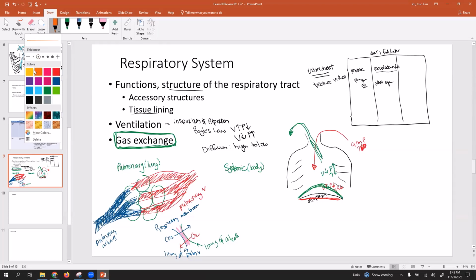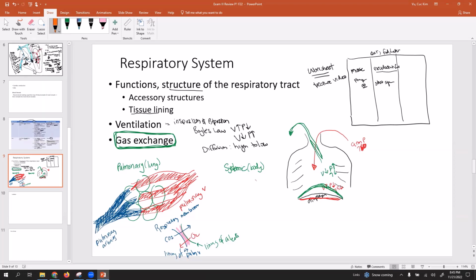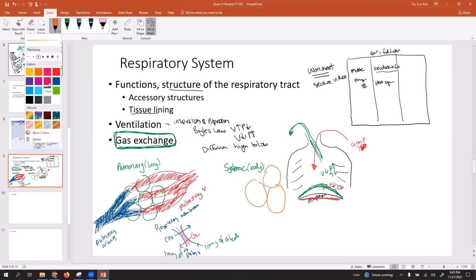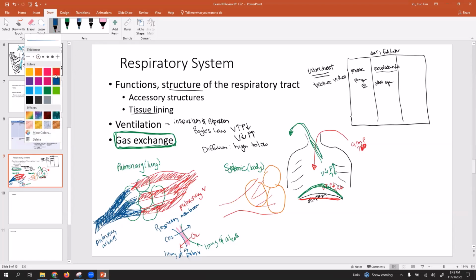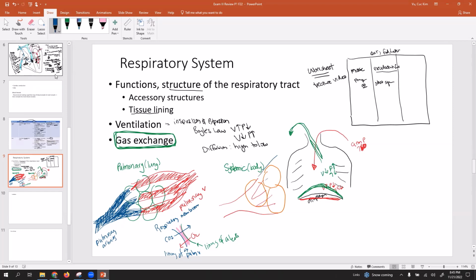Okay. So now in the systemic gas exchange, you have the cells of the body. Now cells of the body need energy, right? In what form? ATP. Yes. How do you make the most amount of ATPs? Aerobic respiration. That's right. Which means you need oxygen, and you produce a lot of what? CO2. That's right.